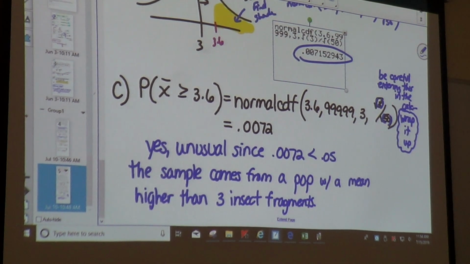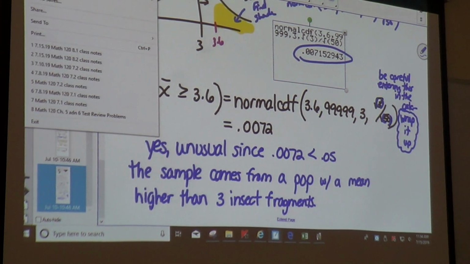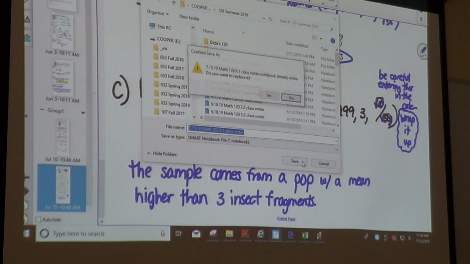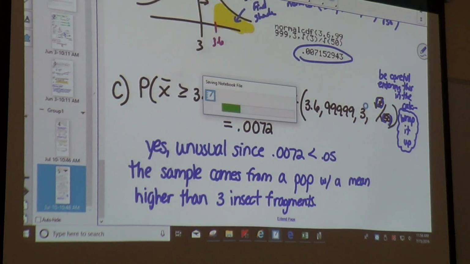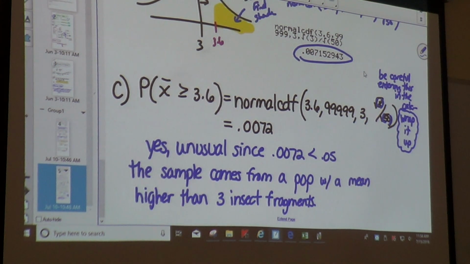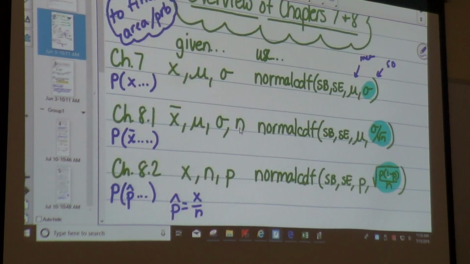All right, that was it for 8.1. Let me save that. Now we're going to be dealing with 8.2. Chapter 7 was just the plain data. 8.1 is when we were dealing with means. I did samples of this and calculated an average, and averages of this sample, and averages of this sample. So it was like that group data. Okay? Now we're going to talk about 8.2.